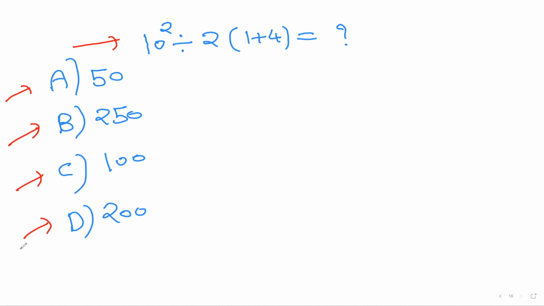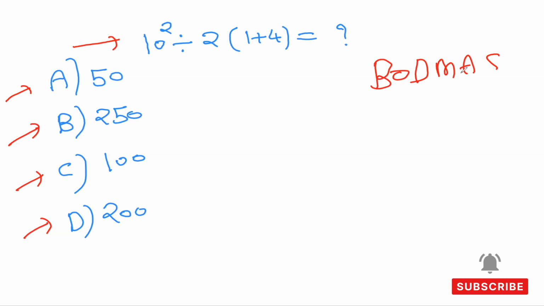Cool. All right, guys, while solving this question, we are going to use our BODMAS principle, so I'll strictly follow that. The first priority is for B, which is bracket. I do have brackets, so that's what I'm going to work out first: 1 plus 4, which is going to be 5.